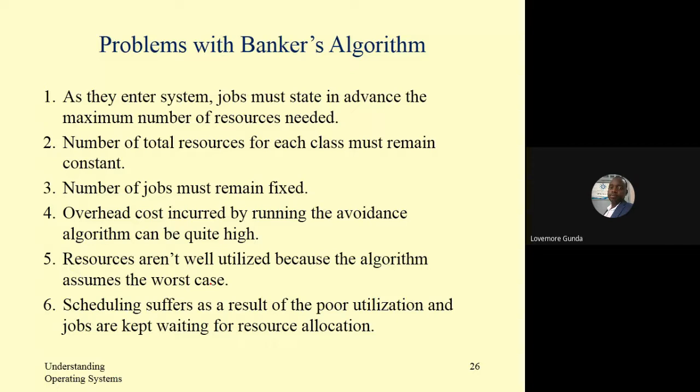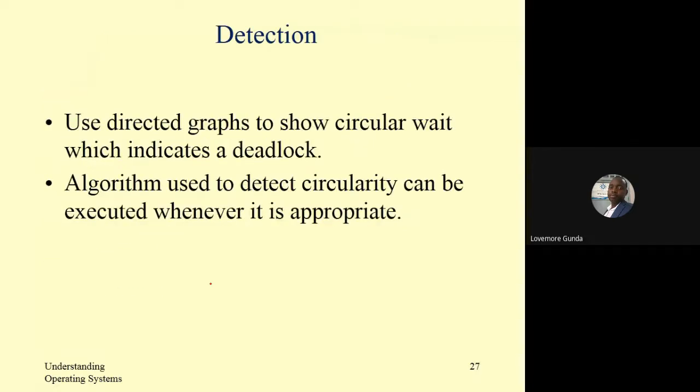Overhead costs you get by running the avoidance algorithm can be quite high. Resources aren't well utilized because the algorithm assumes the worst case. Right? It avoids deadlocks by assuming the worst case scenario, and this will mean that some of the resources are not fully utilized. And then scheduling will also suffer as a result of poor utilization, and jobs are kept waiting for resource allocation. Right? Those are some of the problems that you can get with the Banker's algorithm.